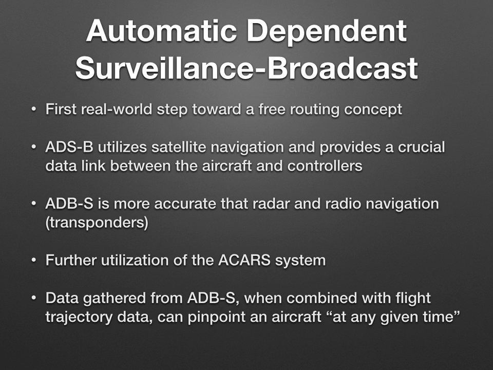ACARS, which is the Aircraft Communications Addressing and Reporting System, is actually used to monitor how the plane is operating, but it communicates with satellites and relays that information back to airplane manufacturers and the owners of the airplanes themselves, whether they be leasing companies or carriers such as Delta and United. ADS-B could be incorporated with ACARS, thus saving time and money. The data gathered from ADS-B, when combined with flight trajectory data, can pinpoint an aircraft at any given place and any given time. It's not susceptible to the constraints of radar or very high-frequency radio.